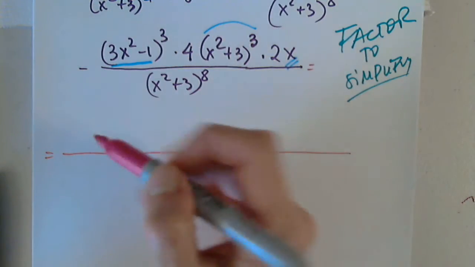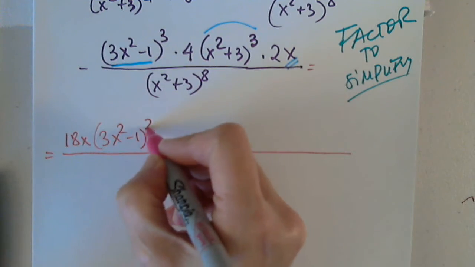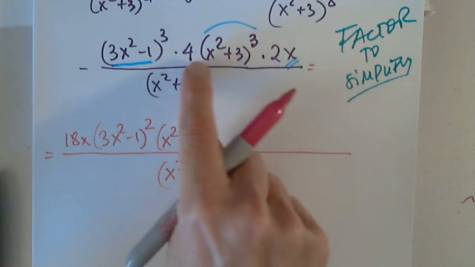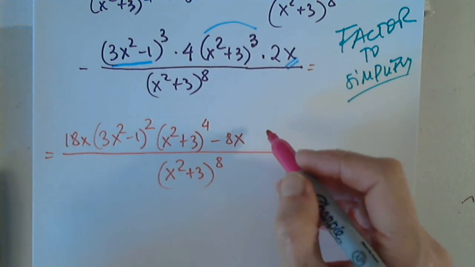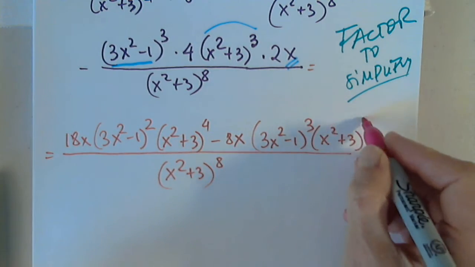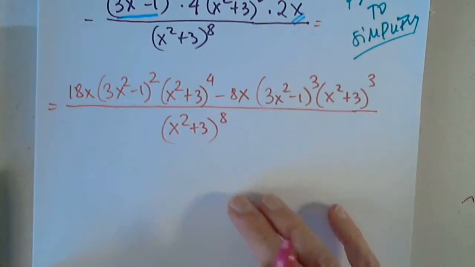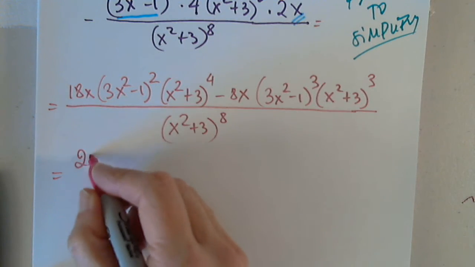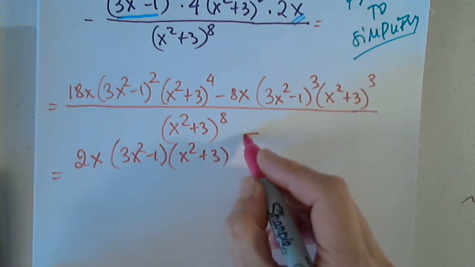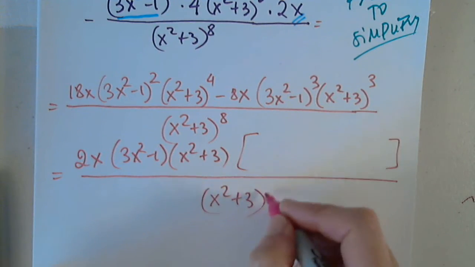Okay, so first I will write that this is 18x, the first one, 3x squared minus 1 squared, and x squared plus 3, everything to the 4th. Now I have here 8x minus, of course, and then I have 3x squared minus 1 to the 3rd and x squared plus 3 to the 3rd. Now I realize that 2x is in common, and 3x squared minus 1 is in common, and x squared plus 3 is in common, and of course I have to talk about exponents. I have not talked about exponents at the top yet.